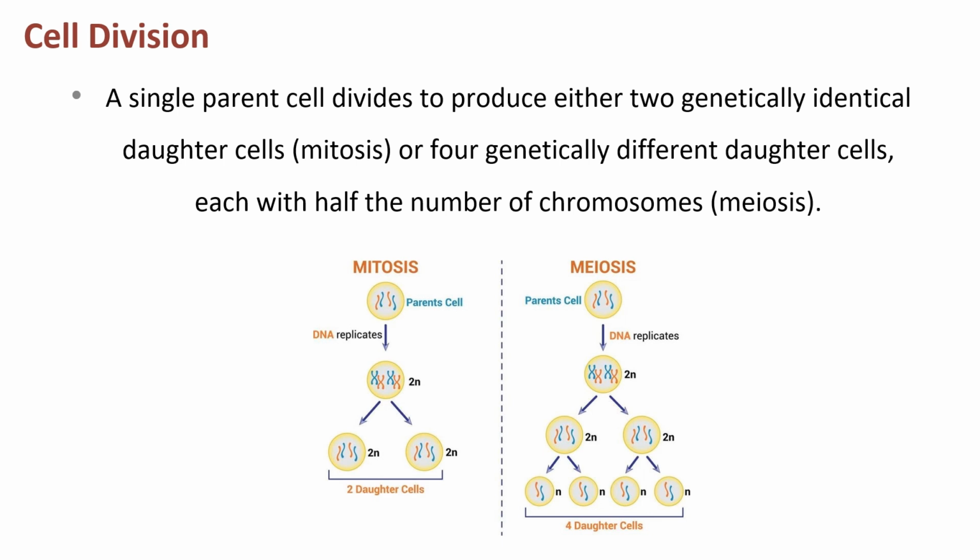There are two main types of cell division, mitosis and meiosis. Mitosis produces two genetically identical daughter cells for growth and repair. Meiosis produces genetically different daughter cells, each containing half the number of chromosomes, for sexual reproduction. By the end of this video, you will understand the difference between mitosis and meiosis, why they are important and how they help maintain life.